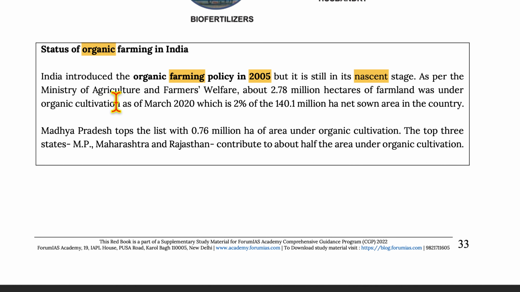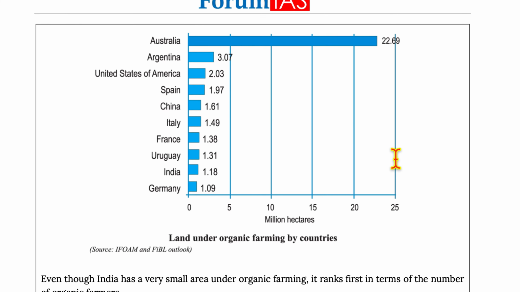As per the Ministry of Agriculture and Farmers Welfare, about 2.78 million hectares of farmland was under organic cultivation as of March 2020, which is only 2% of the 140 million hectares of the net sown area in the country. Now, Madhya Pradesh tops the list with 0.76 million hectares under organic cultivation. The top three states are Madhya Pradesh, Maharashtra, and Rajasthan, which contribute about half of the area under organic cultivation.